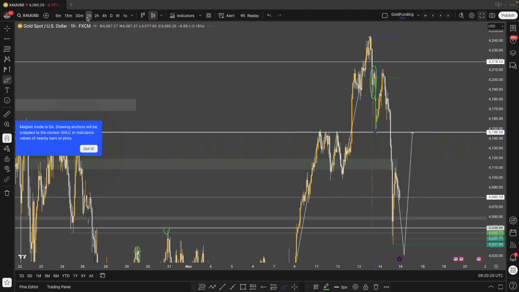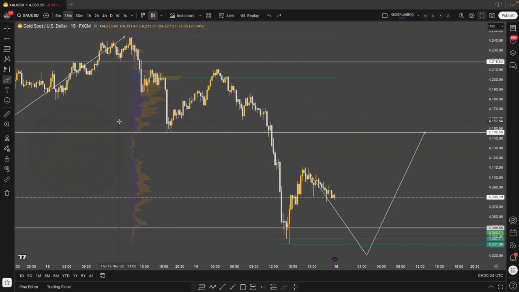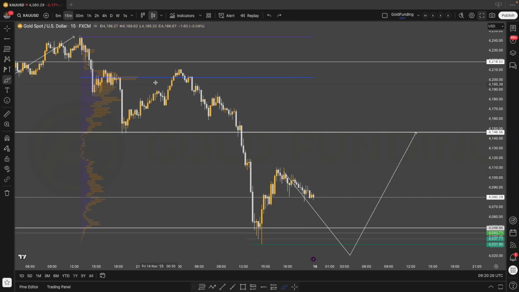Let's go back down to our hour one. Delete this drawing. Let's go to our minute 15 again, sorry. So you can see that we have our point of control, and our point of control was originally this area, and then you can see price came back up to this level to test it as a resistance.